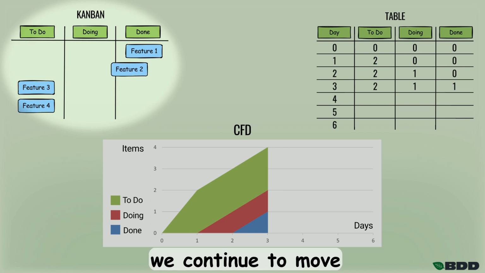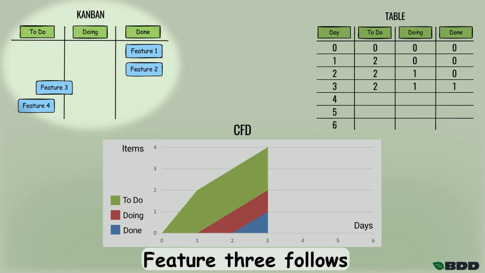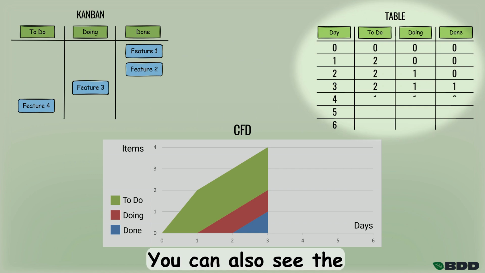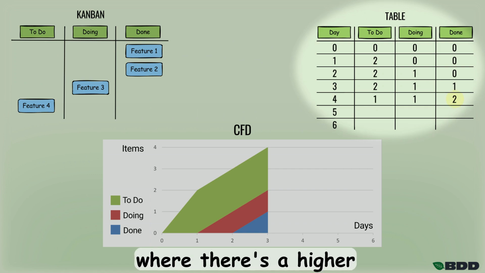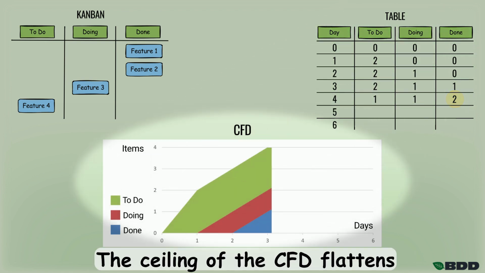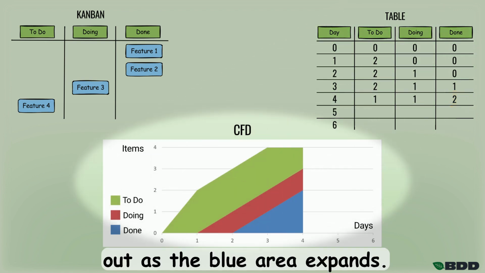On day 4, we continue to move features to done, where there are now 2 features. Feature 3 follows into doing. You can also see the trend in the table, where there's a higher number to the right. The ceiling of the CFD flattens out as the blue area expands.